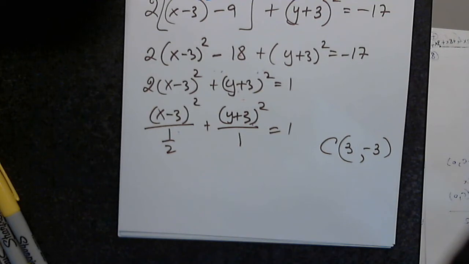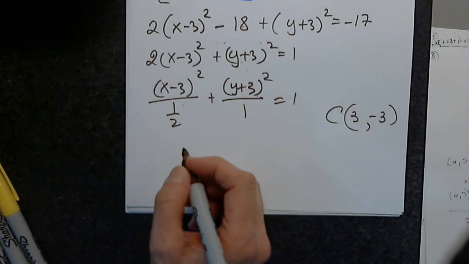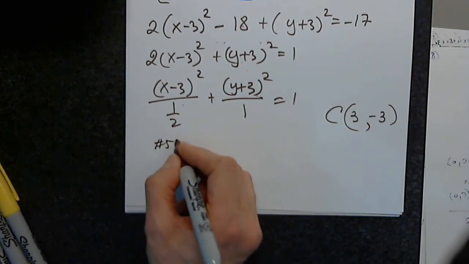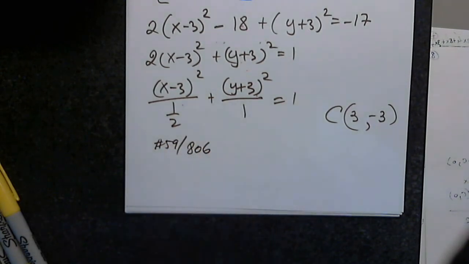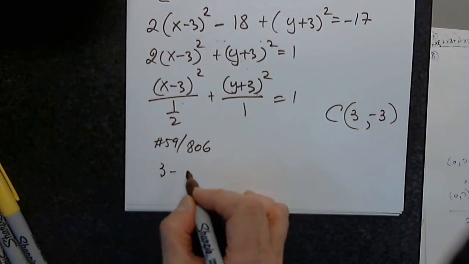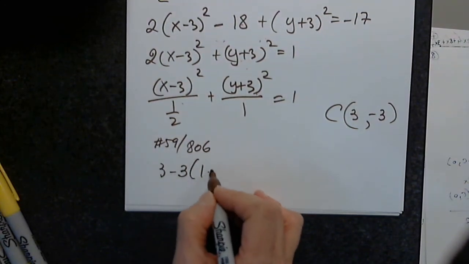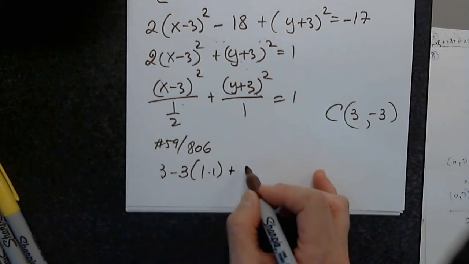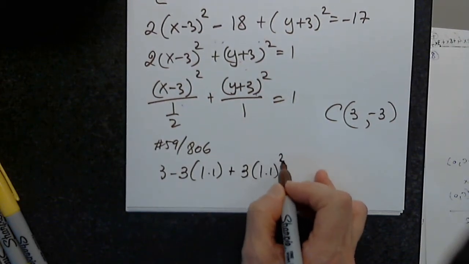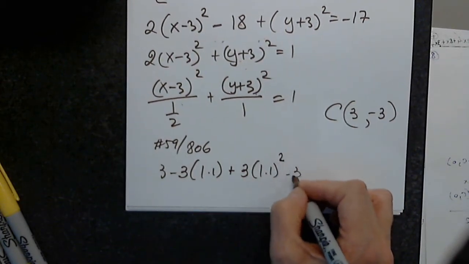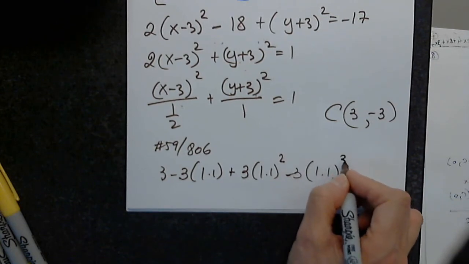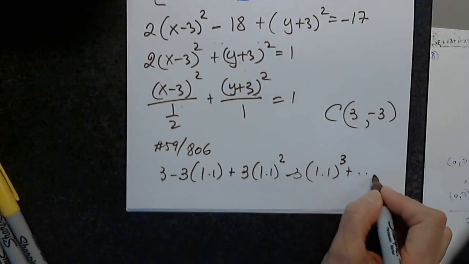Determine whether the infinite geometric series is convergent or divergent. If it is convergent, find its sum. 59 caught my eye. Which page? Page 806. 59 on page 806. And we have 3 minus 3 multiplied by 1.1 plus 3 multiplied by 1.1 squared minus 3 multiplied by 1.1 cubed plus 3 dots.